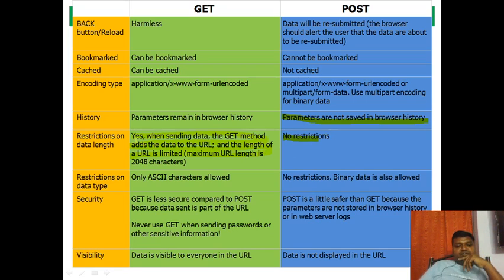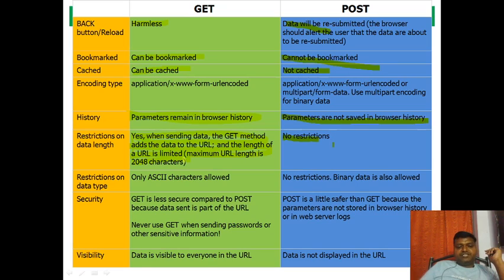So, that is why when you are using get, there is a restriction of number of characters, there is no restriction in post. When you press back button or reload button, nothing will happen with get, but with post you have to resubmit the data. With get you can bookmark, but with post you cannot bookmark. With get you can cache, with post you cannot cache. In post, parameters are not saved in browser history, whereas in get, parameters remain in browser history.